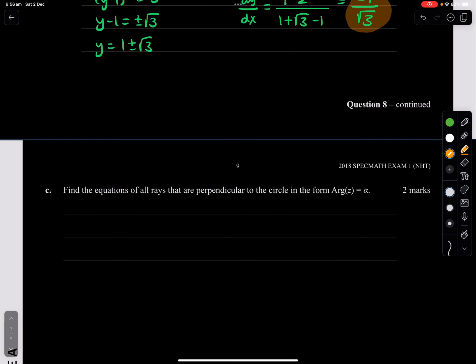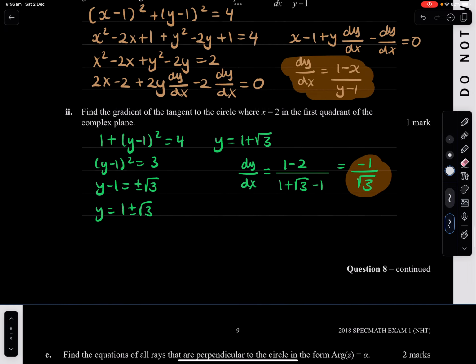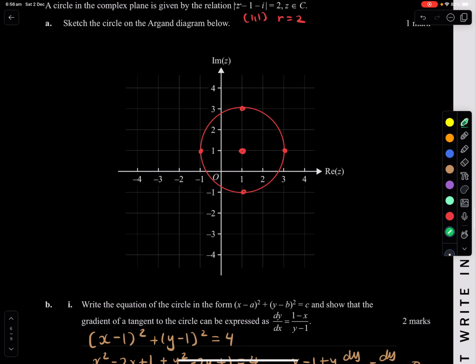Find the equations of all rays that are perpendicular to the circle in the form of this. So what this ray is telling us is that the center is 0, 0, and alpha is an angle. And we want to find all the equations that are perpendicular. Let's look at the circle. Again, the ray here starts at 0, 0 because it's the argument of z, and this ray can actually be pretty much anything.